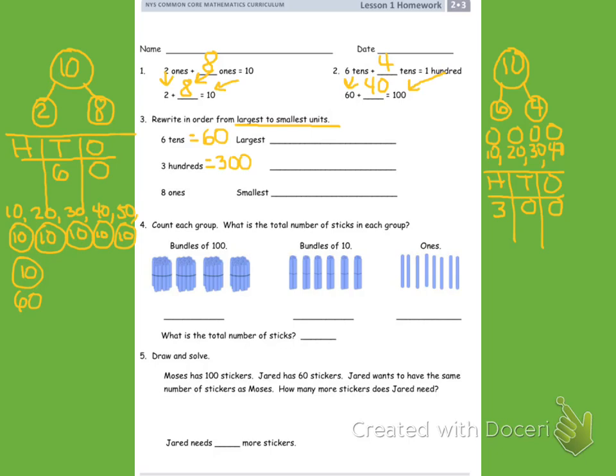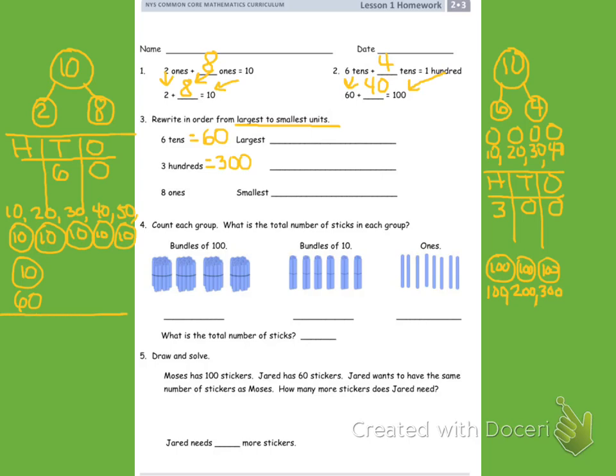Another way I could do that is to draw an illustration. This time I'll label my circles with 100 and then I'll count them out. 100, 200, 300. It equals the same exact amount that I got using the place value chart.